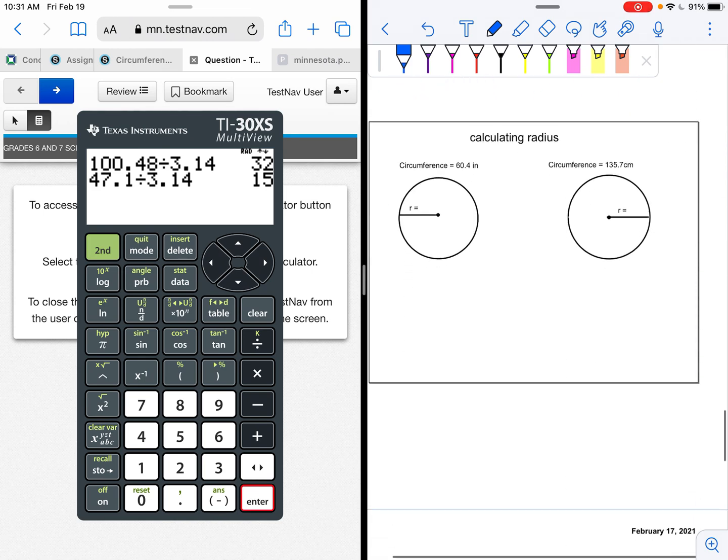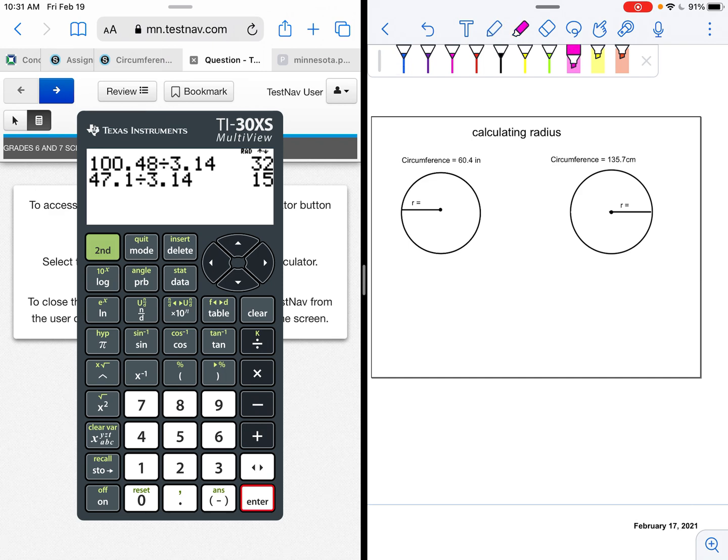Now we're going to do the same thing, but now we're going to be calculating for radius. So it's the same process. It's just going to be one more step. So I know my circumference is 60.4, and I know that's equal to 3.14 times diameter. So I can just solve for my diameter. And once I know my diameter, I really know my radius because it's just going to be half of it.